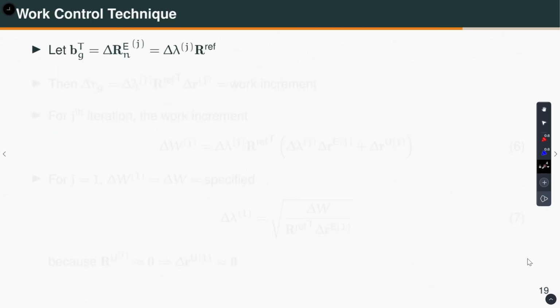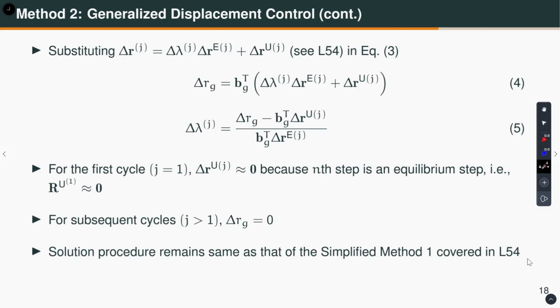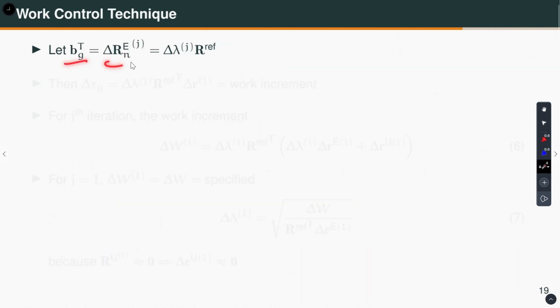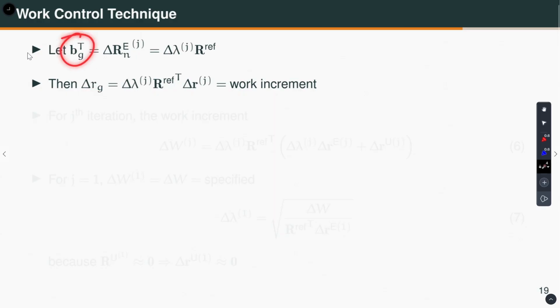So, work control means, let us say, if I go back to this previous idea of generalized displacement control, I said this Bg can be a suitable vector, a convenient vector, right. Now, let us say I take this Bg as my external incremental load vector, which is the load proportionality factor, which is incremental, times the reference load. If I do that, then I write this generalized displacement as Bg transpose delta r. Now, Bg is equal to that. So, if I substitute, then what is this quantity? Reference load transpose incremental displacement. So, this is basically a work increment, isn't it?